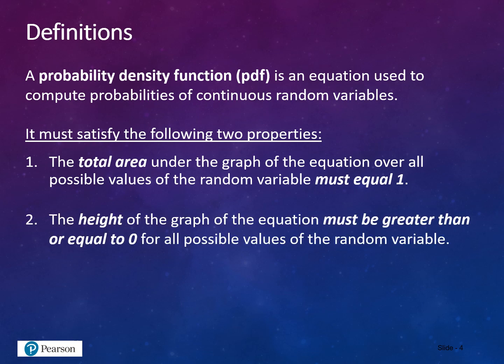must equal 1. The height of the graph must be greater than or equal to 0 for all possible values of the random variable. This is just saying that the height of the graph is positive, or 0. It could be 0 probably at the extreme ends. So the total area equals 1, and the height of the graph has to be 0 or positive.